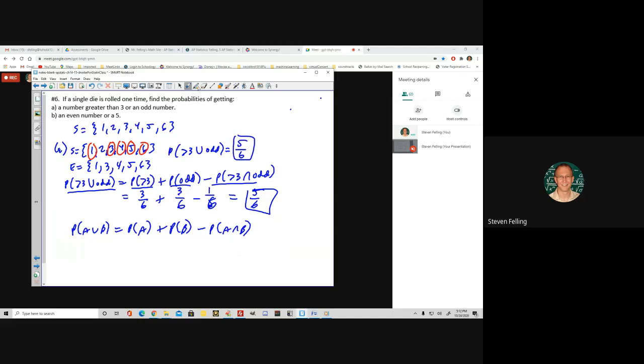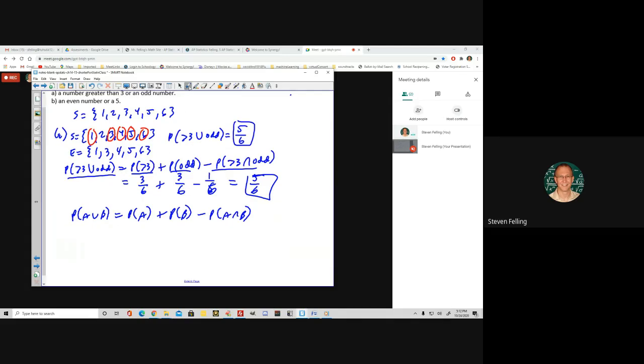Okay, so let me scroll down a little bit. An even number or a 5. I'll switch to black here. Probability of an even number or a 5. Let me do it kind of formulaic. That would be equal to the probability that something's even plus the probability that it's a 5 minus the probability that it's even and a 5 at the same time.